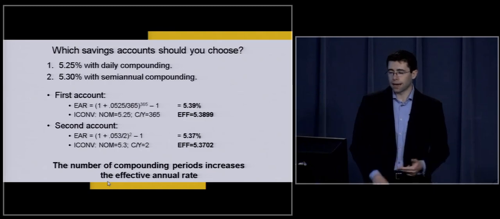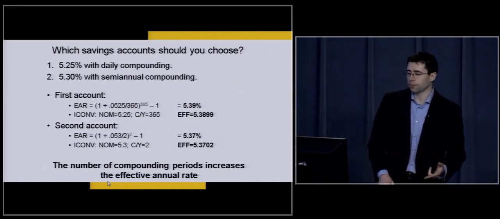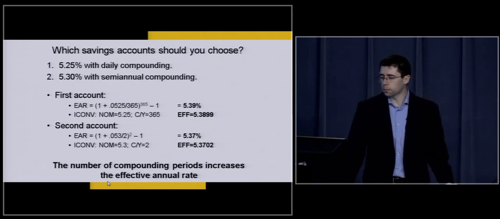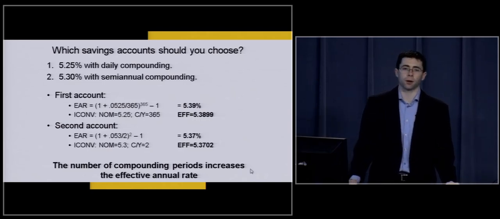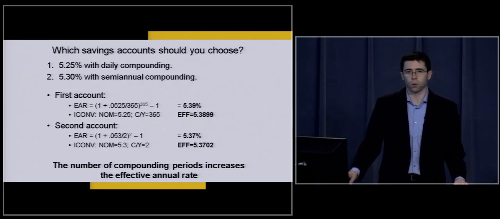Now, this amount is going to be relatively small. I mean, we're dealing with fairly small percentages here, but this is a clear relationship. The number of compounding periods is positively associated with the effective annual rate. So if you increase the number of compounding periods per year, you're going to increase your EAR, all other things held equal.